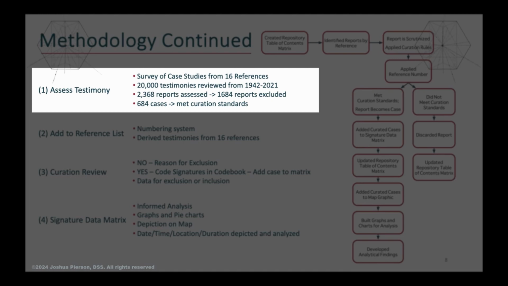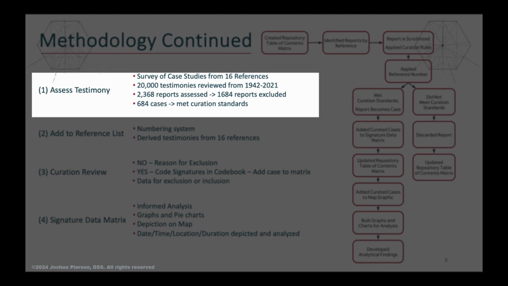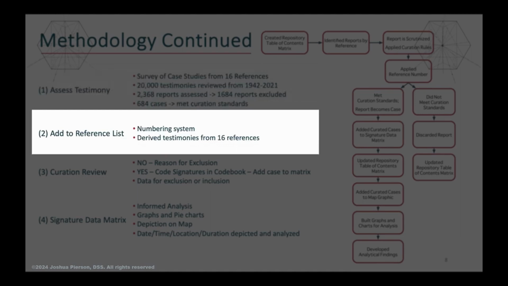I then assessed these 20,000 testimonies that presented at least 2 sources and 3 signatures. If they presented these 2 sources and 3 signatures, I classified them for review and found that 2,368 warranted further review. I then excluded 1,684 for various reasons discussed in future slides. 684 cases met curation standards. I then added these cases to a reference list.